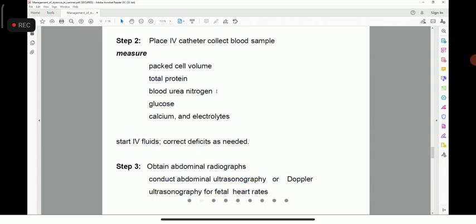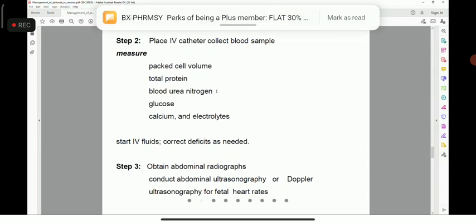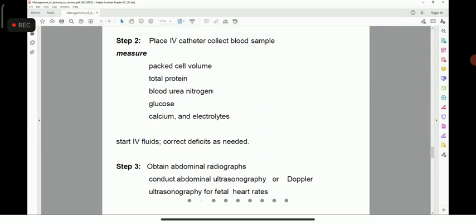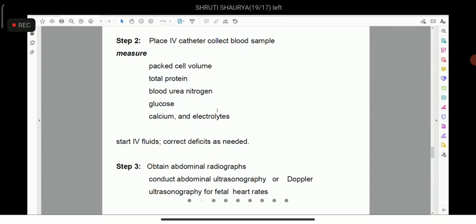So everything you have to calculate before giving any medication or before putting the animal up for surgery. That's why these parameters are very, very important. Everything is written here, but you can add SGPT, SGOT.